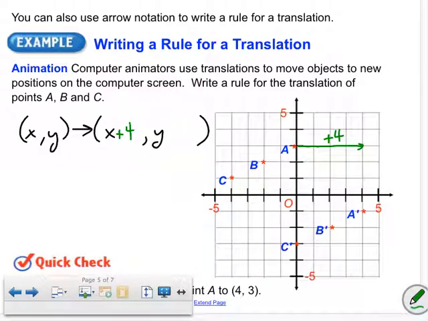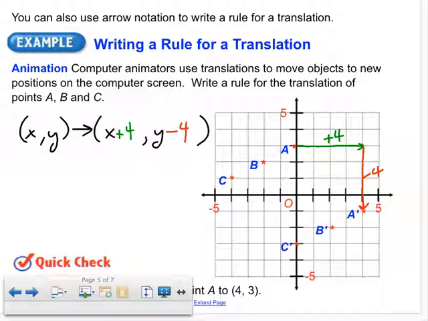Correct? Okay, now I need to worry about my Y. I've got to get to the correct level. What am I going to do? Drop. I'm going to drop how many units? I'm going to drop 4 units. And when we say go down in levels, we say minus. So Y minus 4. Okay, so that is my arrow notation. That's my rule for the translation for any of these points.